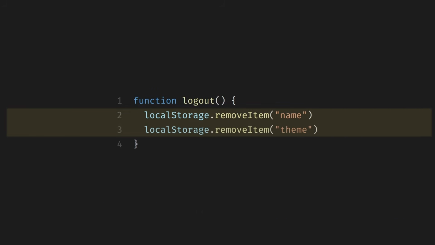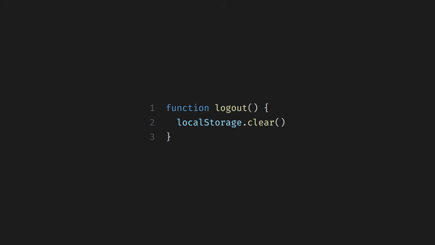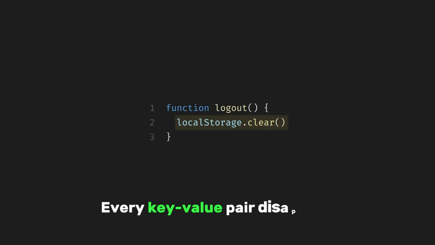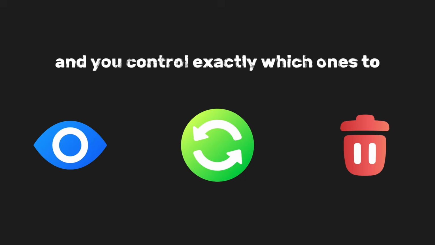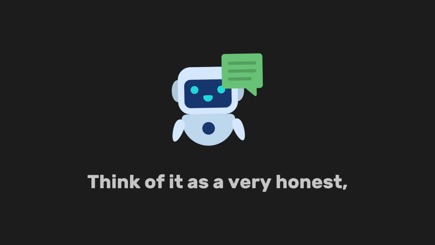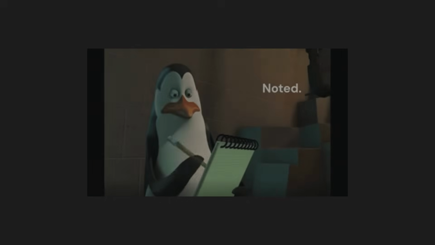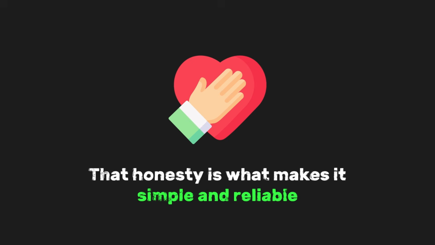Want to remove more than one? No problem. Just use another removeItem call and specify the key you want to delete. And if you really want to wipe everything, there's the nuclear option, the clear function. This clears all data. It's like shredding the notebook completely. Every key value pair disappears. In short, local storage is flexible. You can store as many separate facts as you want, and you control exactly which ones to read, update, or delete. Think of it as a very honest, very literal assistant. It remembers exactly what you told it, and nothing more. That honesty is what makes it simple and reliable.